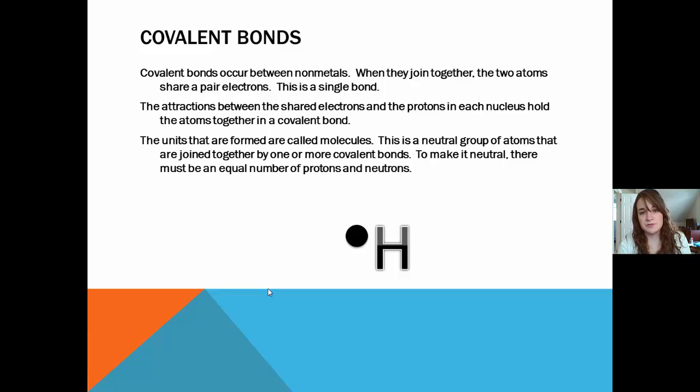Okay, a molecule is a neutral group of atoms that's joined together by one or more covalent bonds. And to make sure that it's neutral, you have to have the same number of protons and electrons. Okay? Same number of protons and electrons, because they cancel each other out. We know that's what makes it neutral.